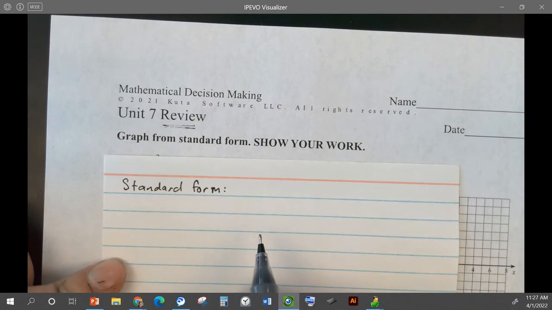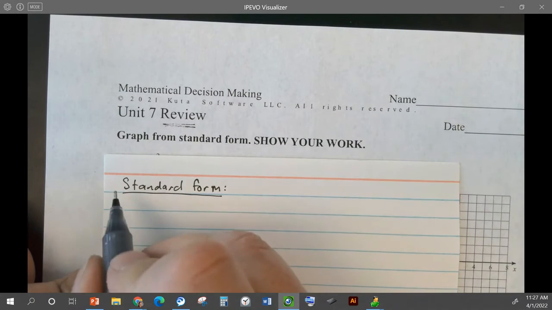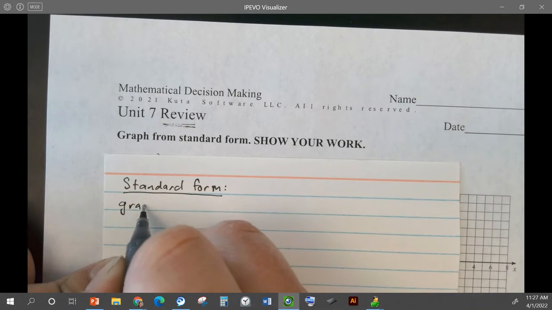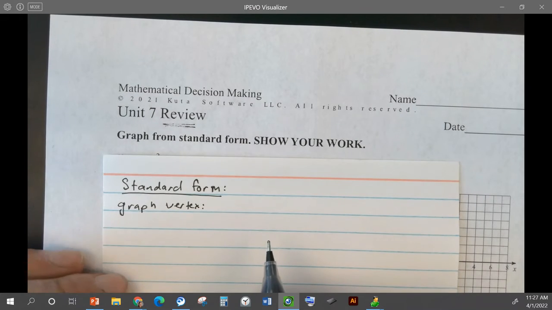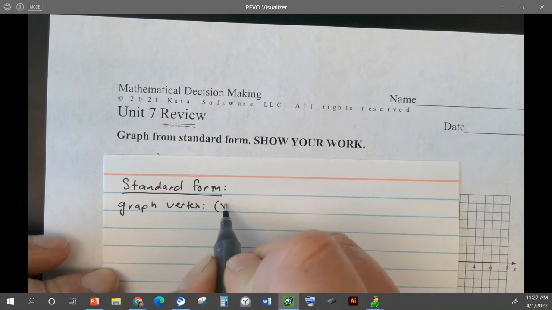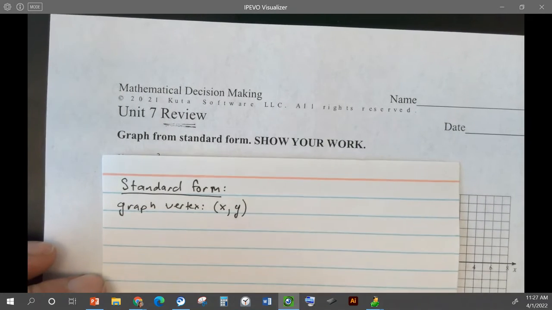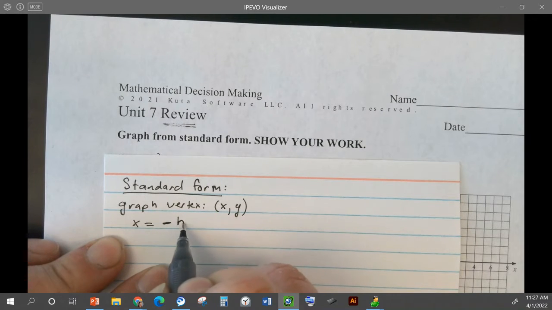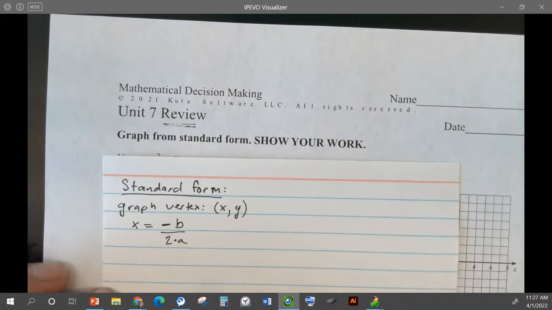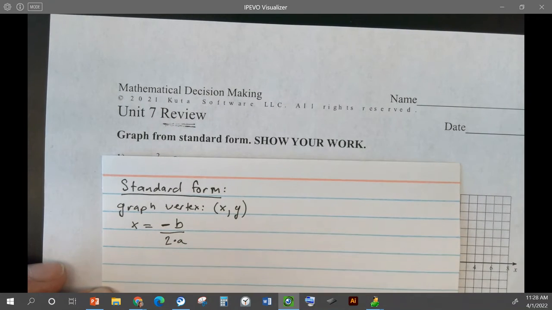We are going to have to remember how to do the standard form section. So we need to graph the vertex. And the vertex is going to be something like this, x, comma, y. And the x coordinate, we can find that using negative b over 2 times a. So I would make sure that I have x is negative b over 2 times a on my note card.